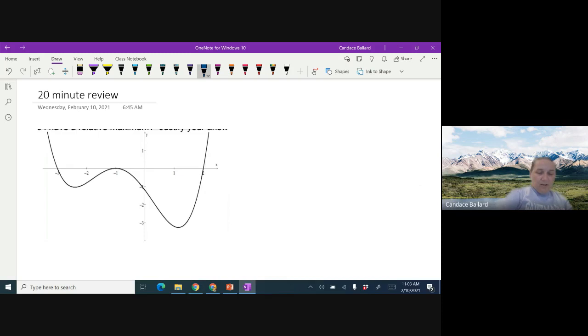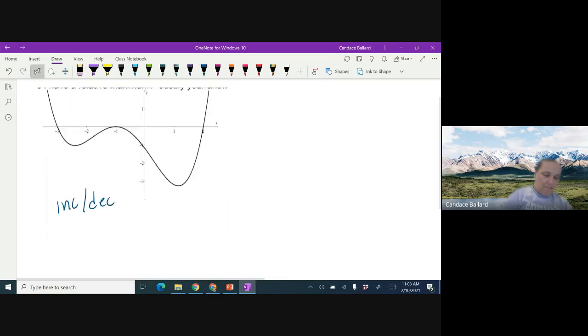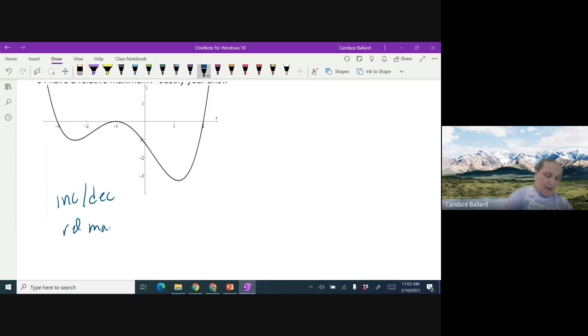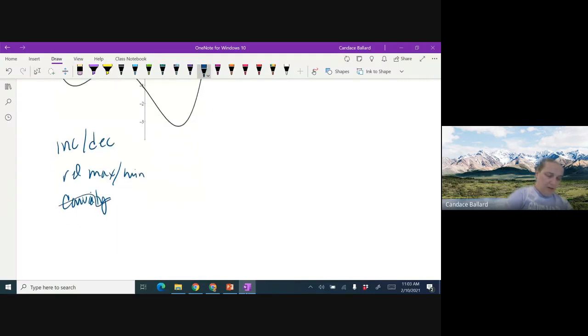Let's take a look at this one. The first thing we're going to figure out is where it is increasing. I'm going to write that a little lower, so I'm going to put my sign chart there. We're going to do the whole list of stuff: increasing, decreasing, relative max, relative min. We're going to tell where it's concave, talk about the concavity, and then talk about points of inflection. And then maybe we'll talk about where it's both.